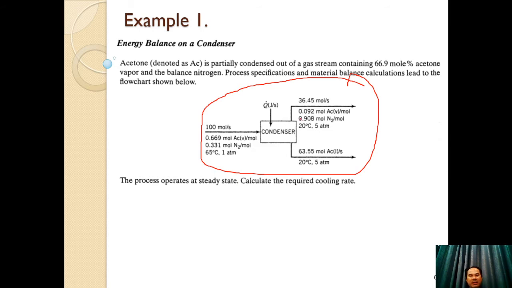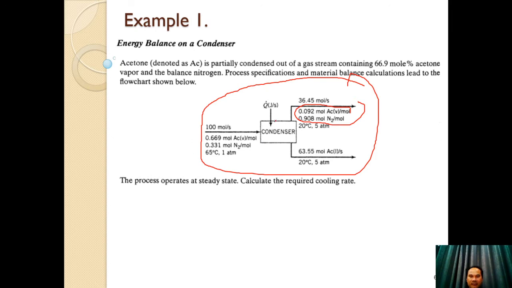For this case, we have a phase change, the condensation, with 63.55 mole acetone per second condensed at 20 degrees Celsius and 5.80 atm. Another stream is in vapor form. It includes acetone and nitrogen at the same temperature, 20 degrees Celsius and 5.80 atm, and the total is 36.45 mole per second. The fractions for acetone and nitrogen are shown here.